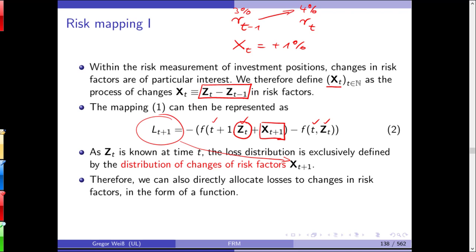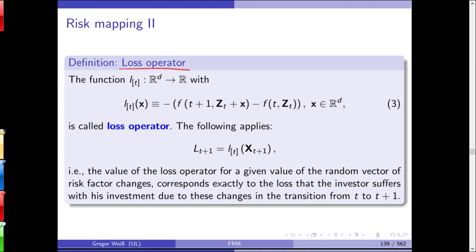This is the loss operator. We don't really need this. It only shows you that if we have a given vector of risk factor changes, and if we apply a certain loss operator, we can transform the changes in the risk factors into financial losses. That's what the loss operator is all about. We'll see this later on, but this is not that important.